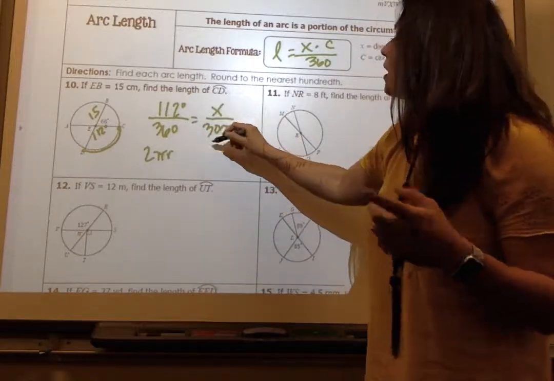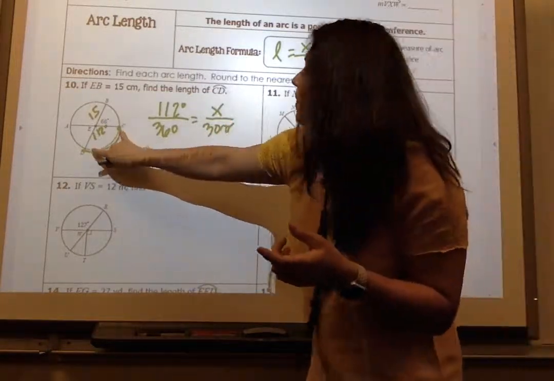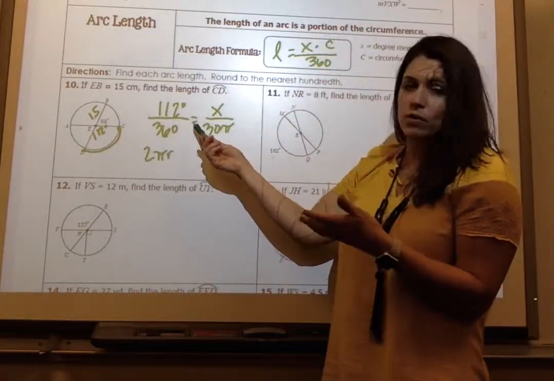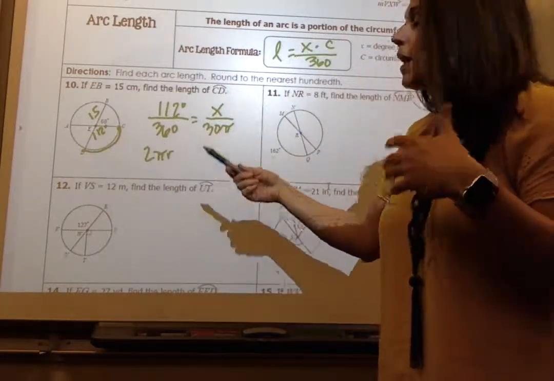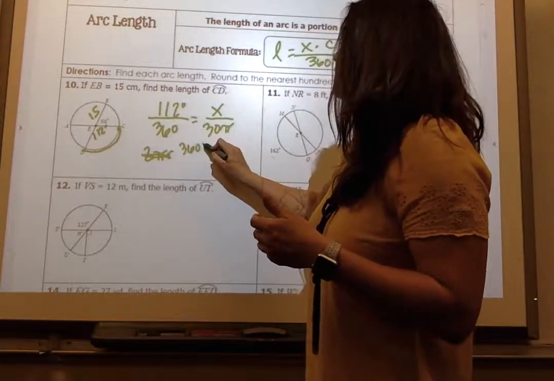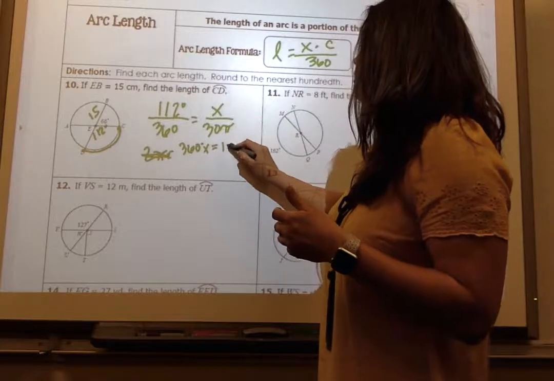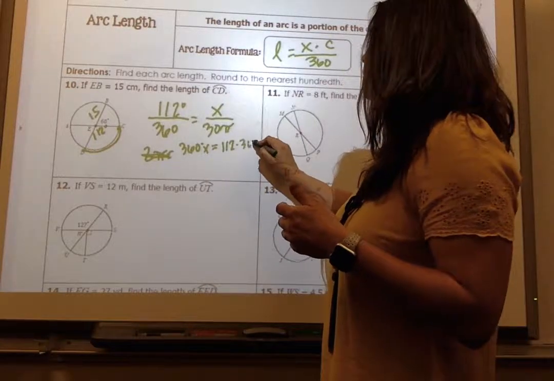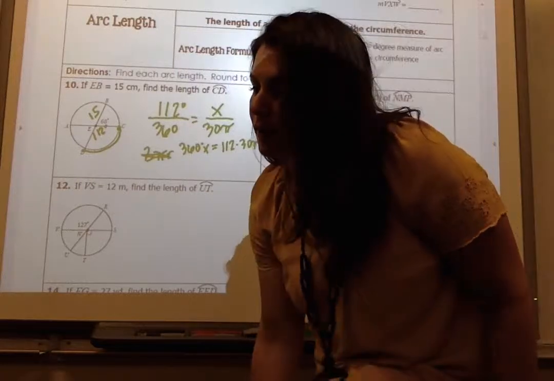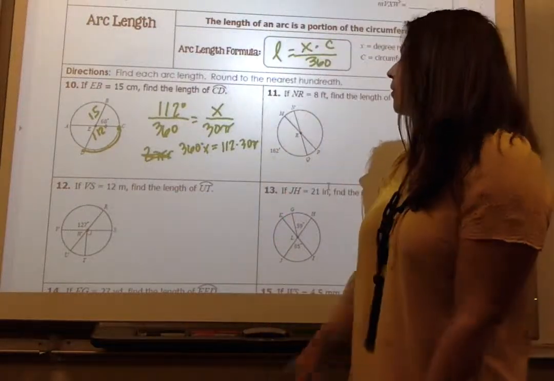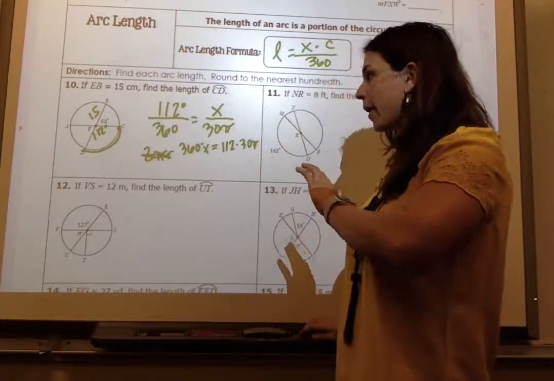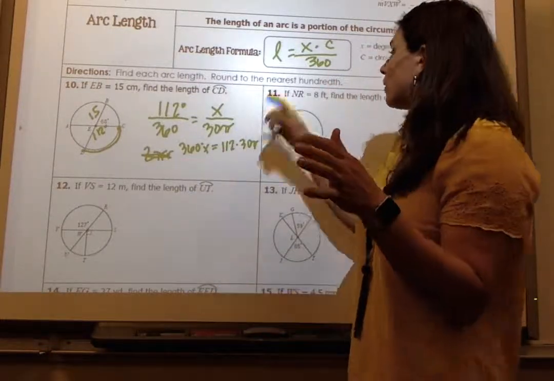And I'm just looking for the proportion. I'm looking for this length of 112 degrees. So now here's my proportion, and I can solve it, cross multiply, and I get 360 degrees times x equals 112 times 30 pi. I don't have a calculator, but that's how you would set up your proportion there, and that's how you would solve it, okay? Now, I'm going to show you how to do it using the formula.